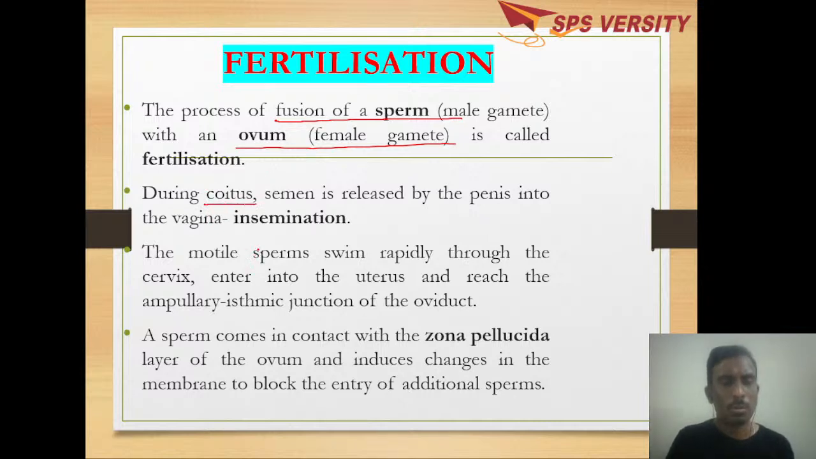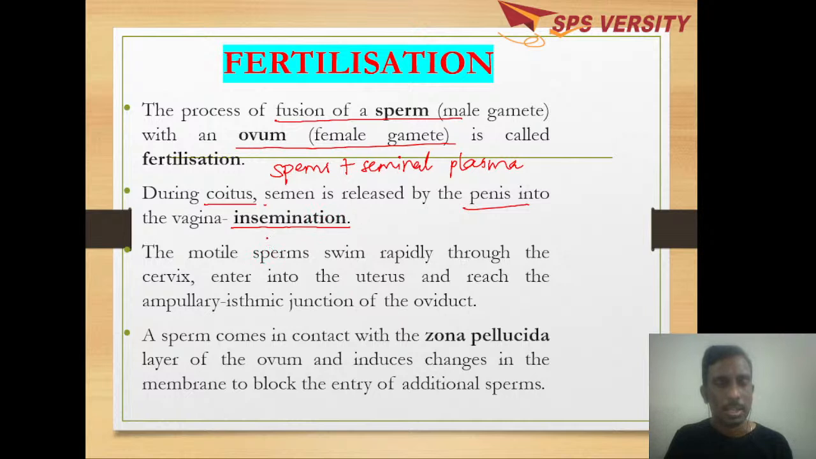So during coitus, along with sperms, semen is released. Semen means it is made of sperms and seminal plasma. The release of semen into the vagina through the penis is called insemination.